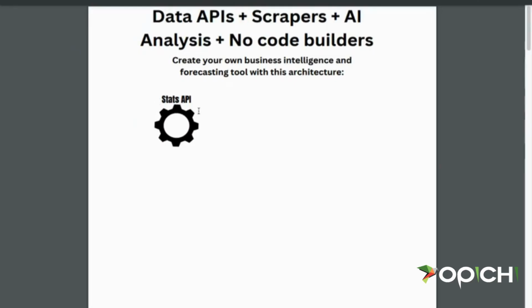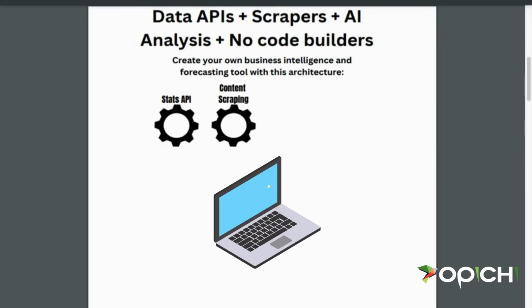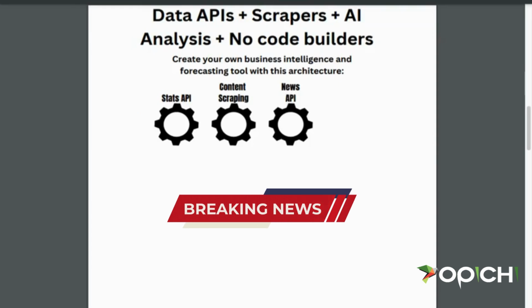We have a stats API that pulls in basic game stats and player stats that we use for our calculations. And then next we have a content scraper that the no-code builder actually built for me to search certain web pages and pull out information that we need. Following that, we have another API that's integrated that searches for news about specific details that we find in the stats API and the content scraping.